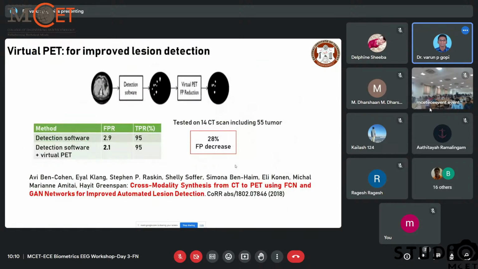So next is the use of virtual PET in disease diagnosis. Initially, what they did is they took the CT using a detection software.